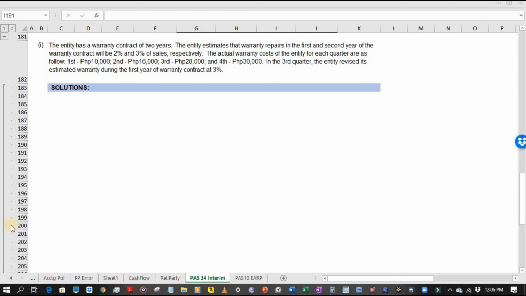So for interim reporting purposes, we are going to apply the cause and effect principle. So why is it cause and effect? Because warranty is the effect of the sales generated by the entity. So if there is no sales, there will be no warranty liability on the part of the entity. So if there is a sales generated by the entity during this particular interim period, there must be a corresponding warranty expense, which is the effect, that must also be recorded during that same interim reporting period. Of course, that is based on the matching principle.